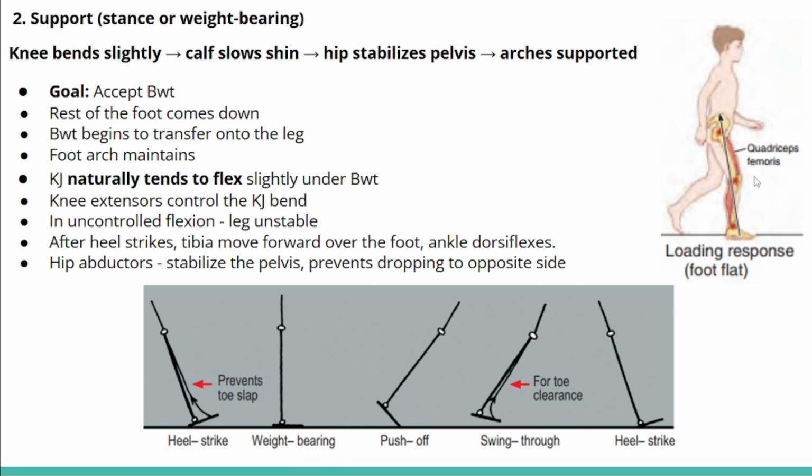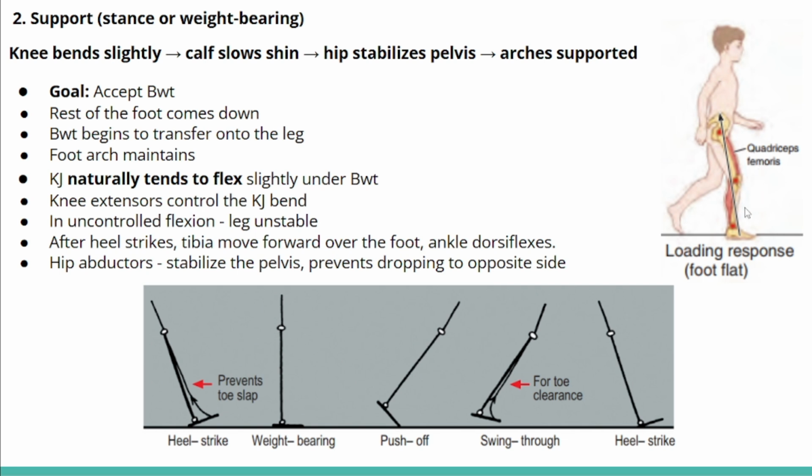At this phase, due to the body weight, the knee naturally tends to flex and acts like a shock absorber. If there is uncontrolled flexion, this makes the leg unstable and unable to support the body weight properly. So what happens is the knee extensors, mainly quadriceps, control this flexion of the knee and make the knee stable. This prevents the knee from collapsing due to too much flexion.